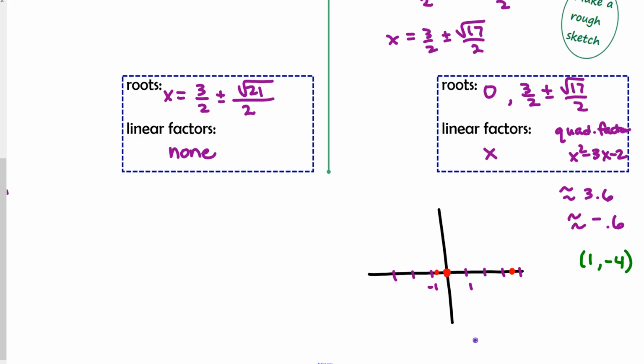We have this point way down here. So that helps us know that we should do something like this. That's a pretty rough sketch. We don't really know how high to go, how low to go, where to turn around, but it gives us an idea of the shape of the graph.